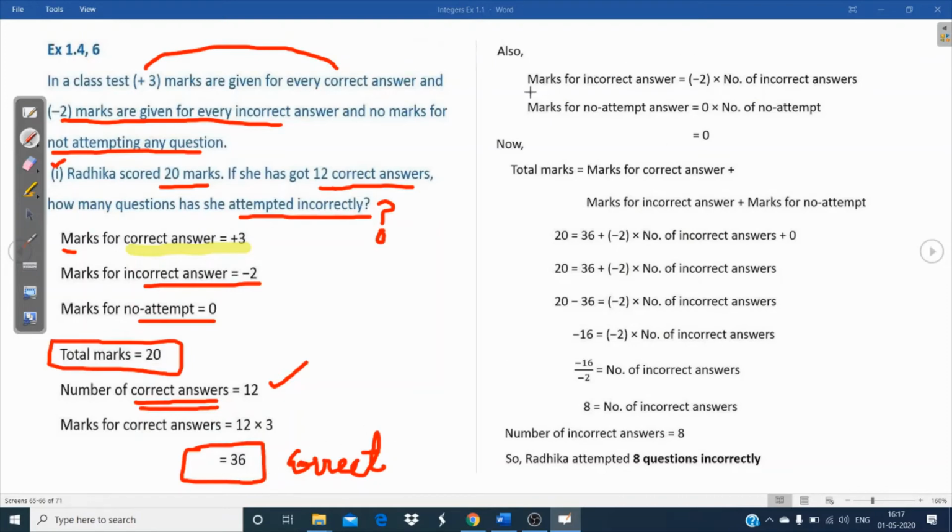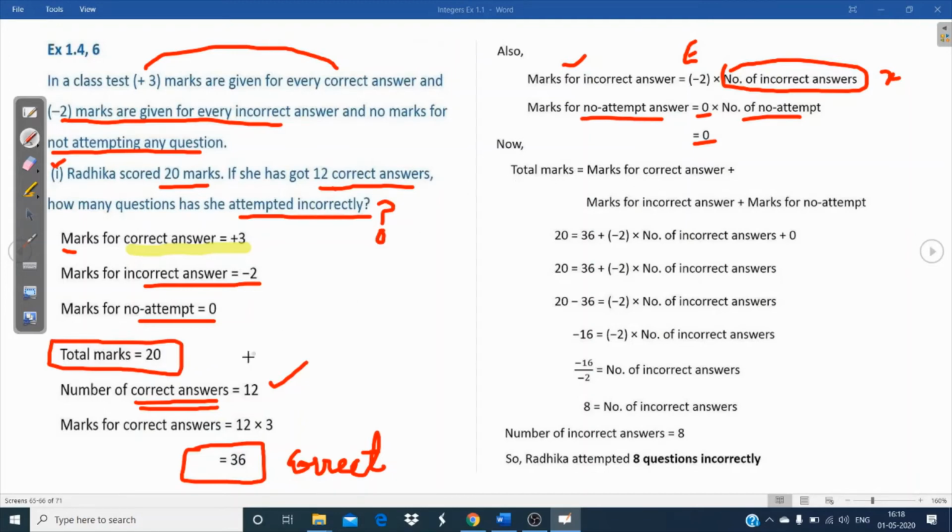Now, marks for incorrect answers we will also calculate. For each incorrect question, minus 2 marks multiplied by the number of incorrect answers. So we have to find out only this, the number of incorrect answers. Let it be x, or otherwise you can take the same words, number of incorrect answers. And marks for non-attempt, you will get 0 for a non-attempted question. So let it be 0 itself, 0 multiplied by whatever number of questions there are.